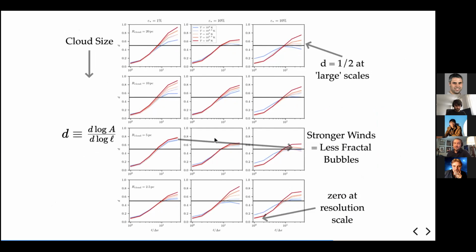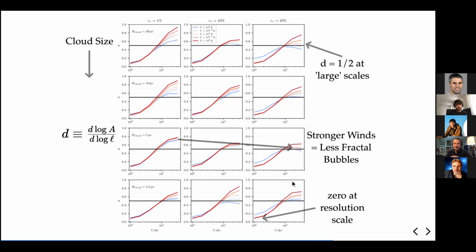So we measure the fractal dimension of these bubbles, basically using the scaling of the isotemperature surfaces of these bubbles. We select gas that is at 10^5 Kelvin, which tracks this interface. And we measure the area of that surface on different scales and look at the logarithmic derivative of that area with respect to the scale on which you measure it. And that gives you this excess fractal dimension. We note that the stronger winds have less fractal bubbles.